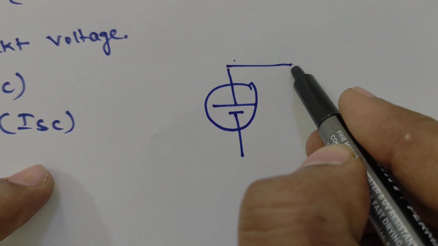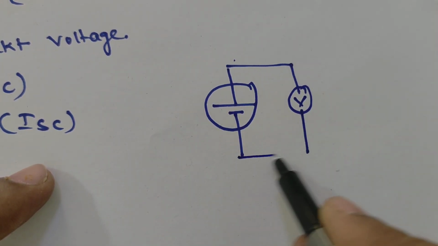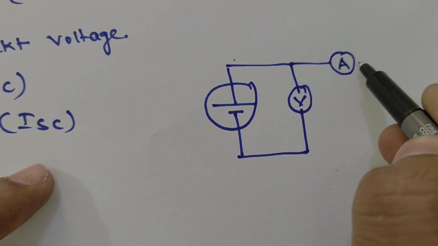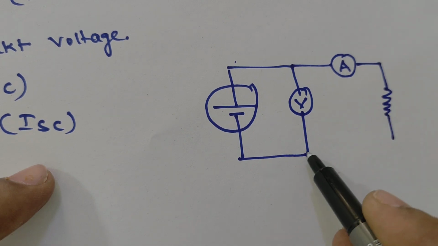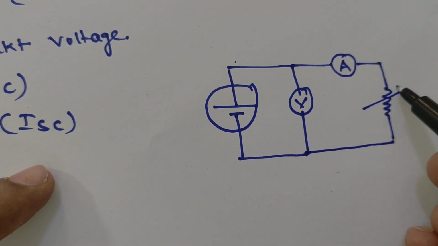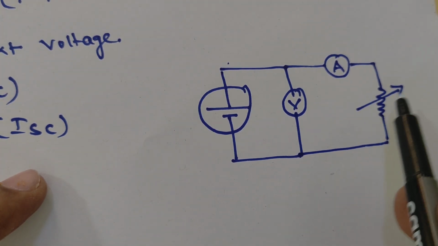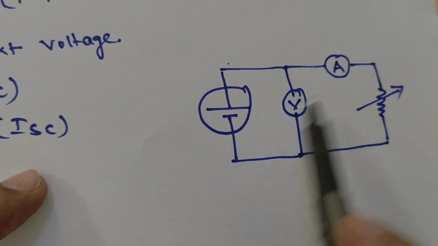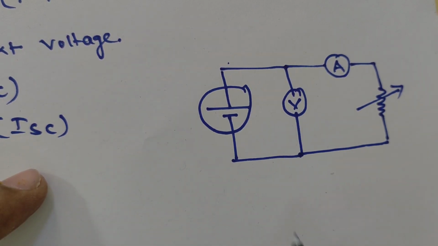To measure the IV characteristics, the voltmeter is connected in parallel and the ammeter in series. To measure different sets of voltage and current values, we use a variable resistor. By varying the variable resistor values, it is possible to change both the current and the voltage. Those parameters are used to measure the VI characteristics.